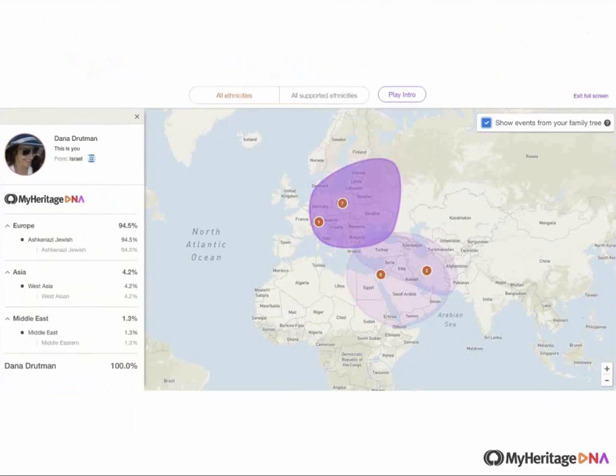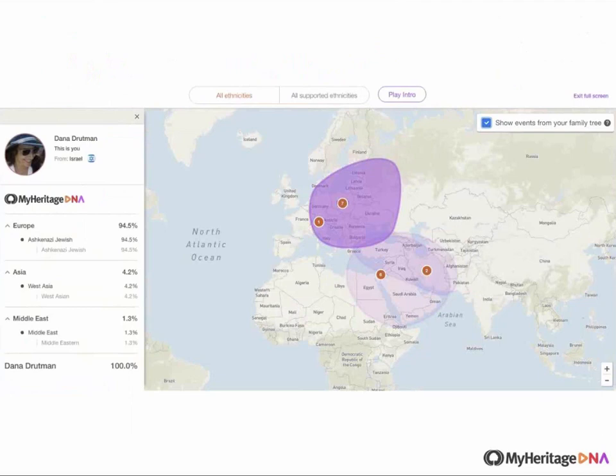So if I look at the information that I have in my family tree and I place it on the map, it's very interesting. My ethnicity results do make sense to me because I know that I have a lot of family that was born in Poland and the area. And we just saw the example of my great-great-grandparents that were born in Iran. And me and my parents and my grandparents were all born and raised in Israel. So these results do make sense to me.